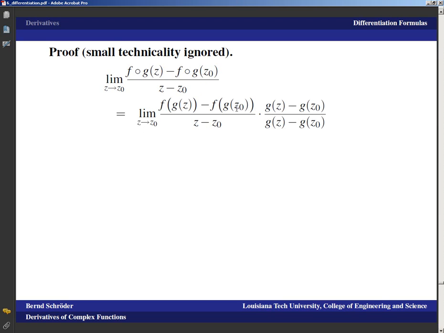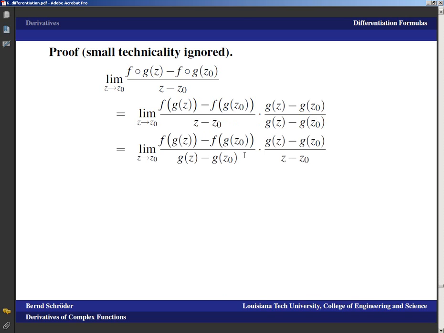Well, g of z minus g of z0, because g is differentiable at z0, g of z minus g of z0 goes to 0, so we could make that a denominator in a difference quotient, and of course a difference quotient g of z minus g of z0 over z minus z0 is also something that we can control, so multiplying by 1 here seems to be a good idea. Then we sort that out.